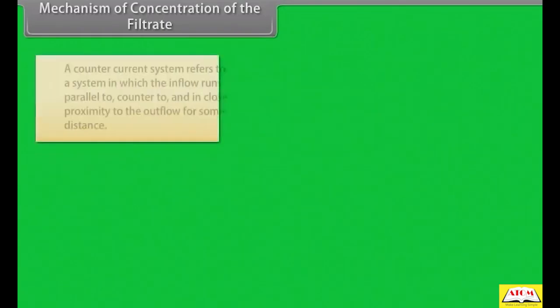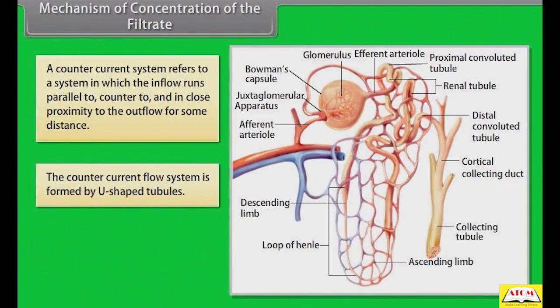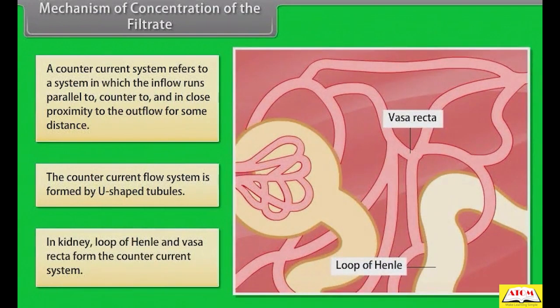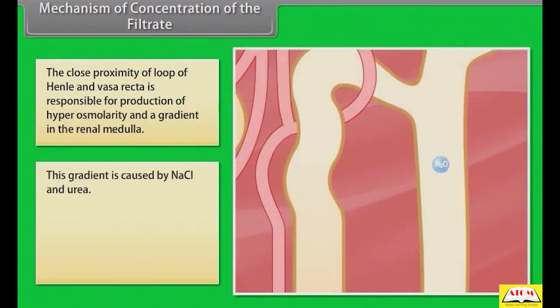Mechanism of concentration of the filtrate. A counter current system refers to a system in which the inflow runs parallel to, counter to, and in close proximity to the outflow for some distance. The counter current flow system is formed by U-shaped tubules. In kidney, loop of Henle and vasa recta form the counter current system. The close proximity of loop of Henle and vasa recta is responsible for production of hyperosmolarity and a gradient in the renal medulla. This gradient is caused by NaCl and urea.